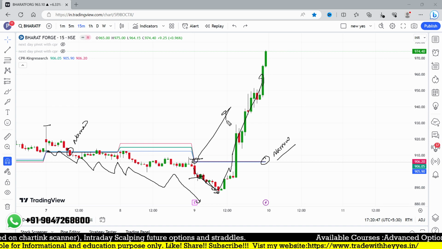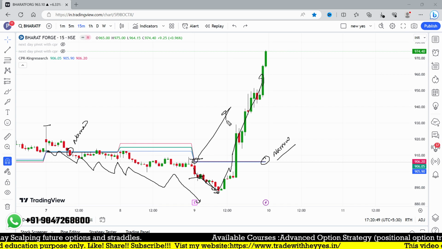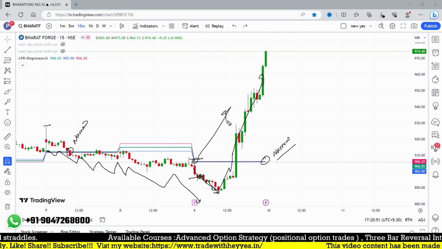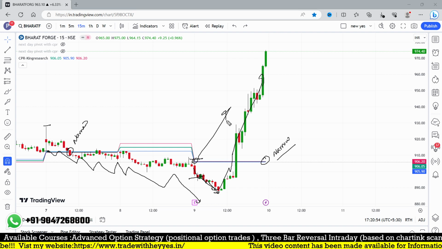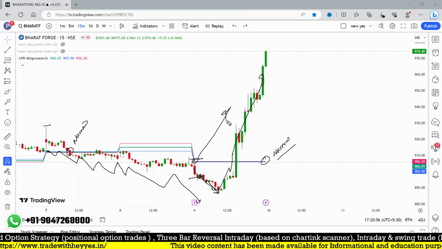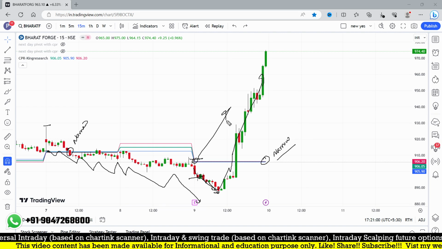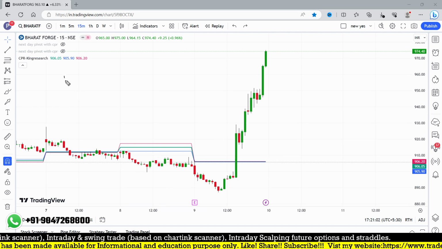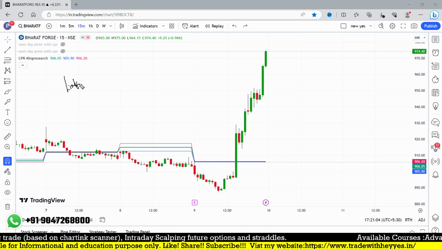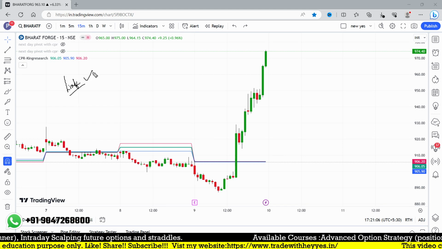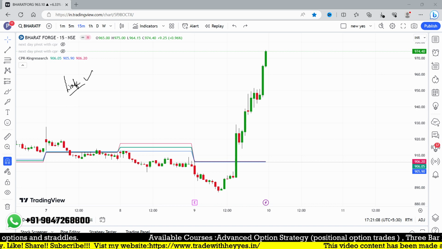So if you find such a stock, how do you find these stocks? By using a charting scanner, and I'm going to show you how to create it, the conditions and the logic here. But I'm not going to share the scanners.